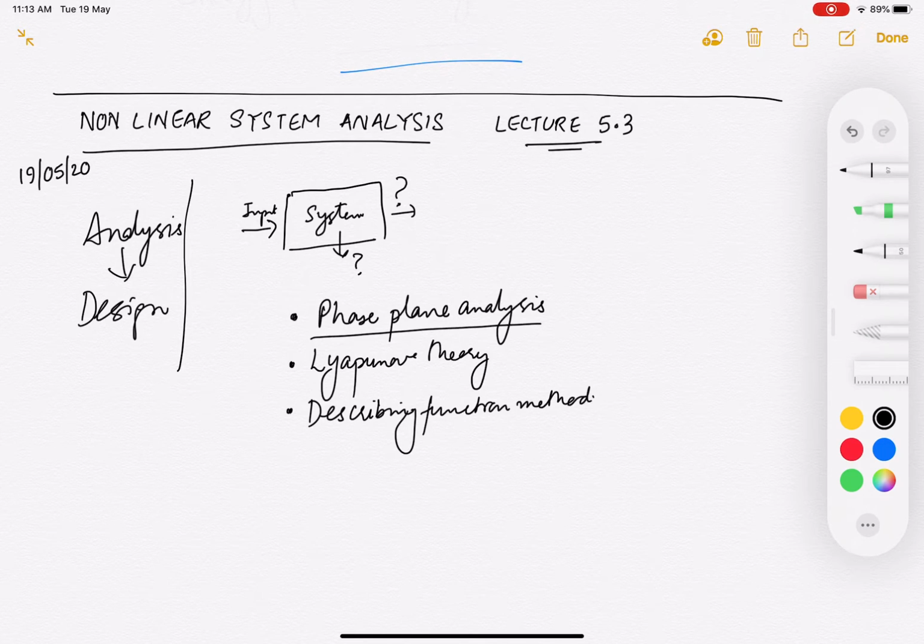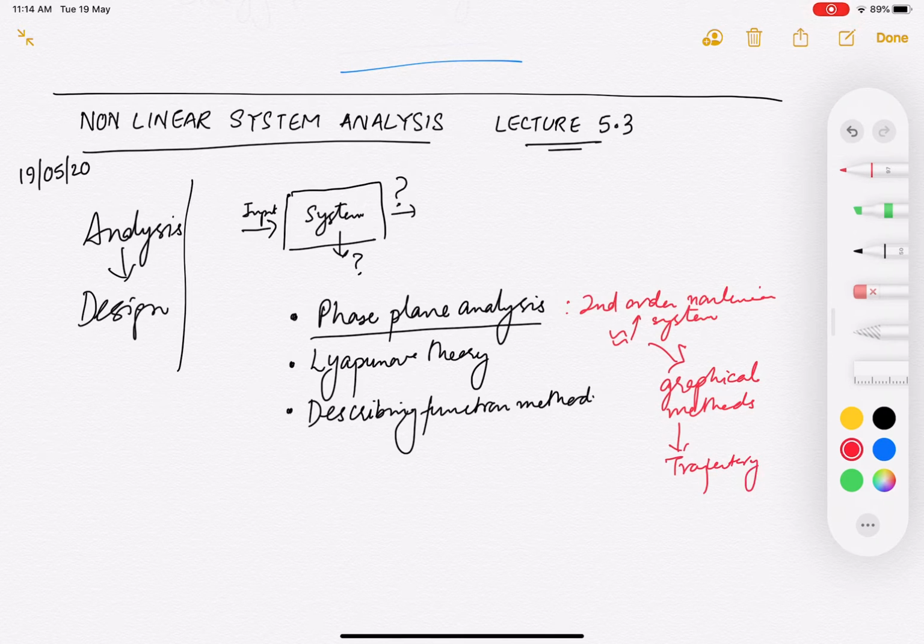Phase plane analysis is primarily analysis of second order nonlinear systems, or systems that can be approximated by second order nonlinear systems, and it's a graphical method which tells us about various properties of the system, like the state trajectory, like the equilibrium points of the nonlinear system, whether or not there are limit cycles present in the nonlinear system, and so on and so forth, right?